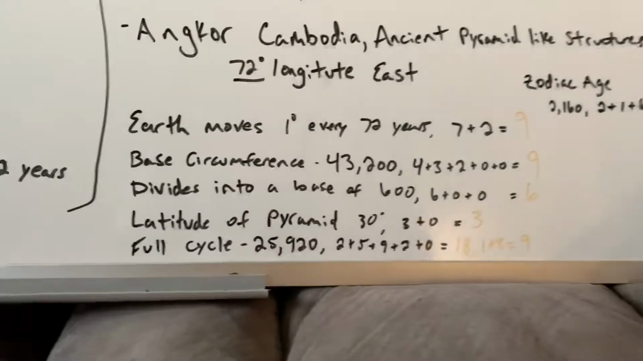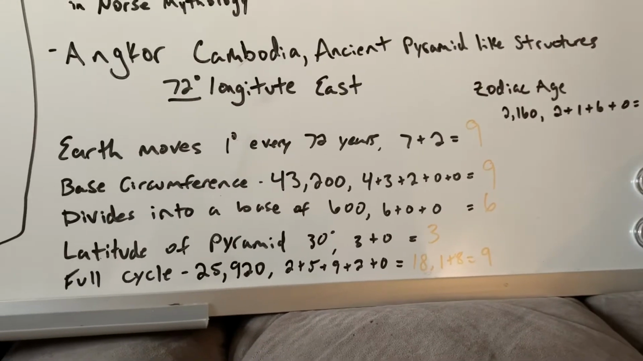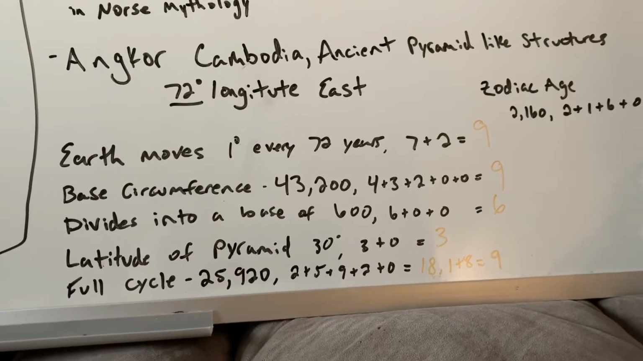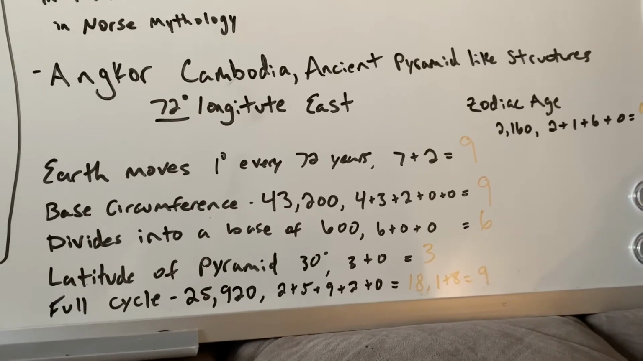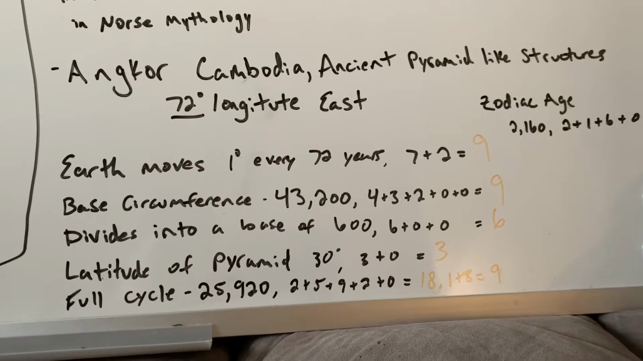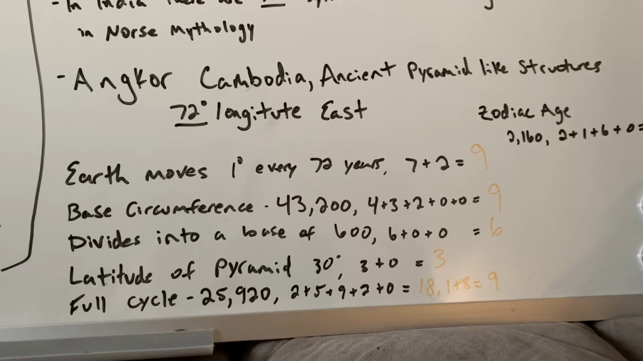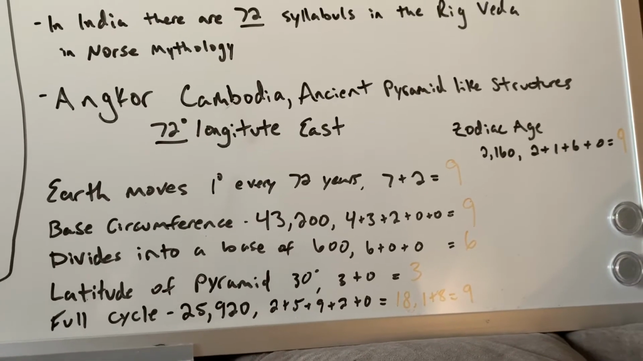So all these numbers, when we add them all out, adding them out meaning exactly how it's written out. So Earth moves 1 degree every 72 years. 7 plus 2 equals 9. I'm not going to read all that. You guys can read that and pause it and read it if you want.